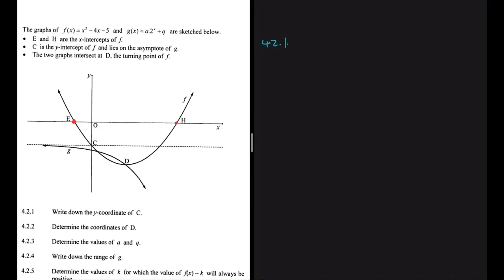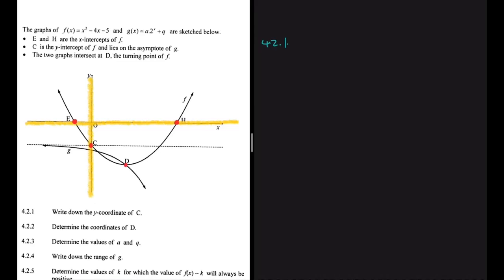So this line here is actually our x-axis, and this line here is our y-axis, right? And then C is the y-intercept of f. So we have C here being the y-intercept of f, and it lies on the asymptote of g. Okay, C is the y-intercept and it lies on the asymptote of g. The two graphs intersect at D, so they're intersecting here at D, the turning point of f.